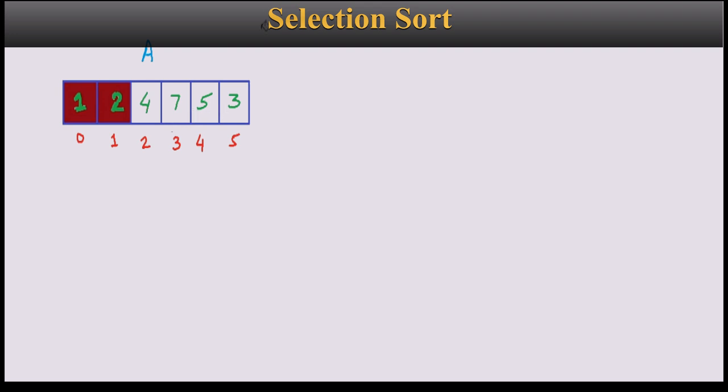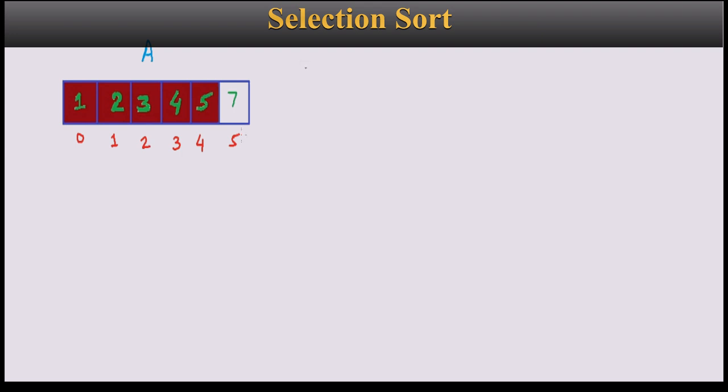The minimum in the range index 2 to 5 is 3, so 3 needs to go at position 2, so it needs to be swapped with 4. Now we are sorted till position 2, and we will go on like this. 5 is at its appropriate position, it does not need to be swapped.